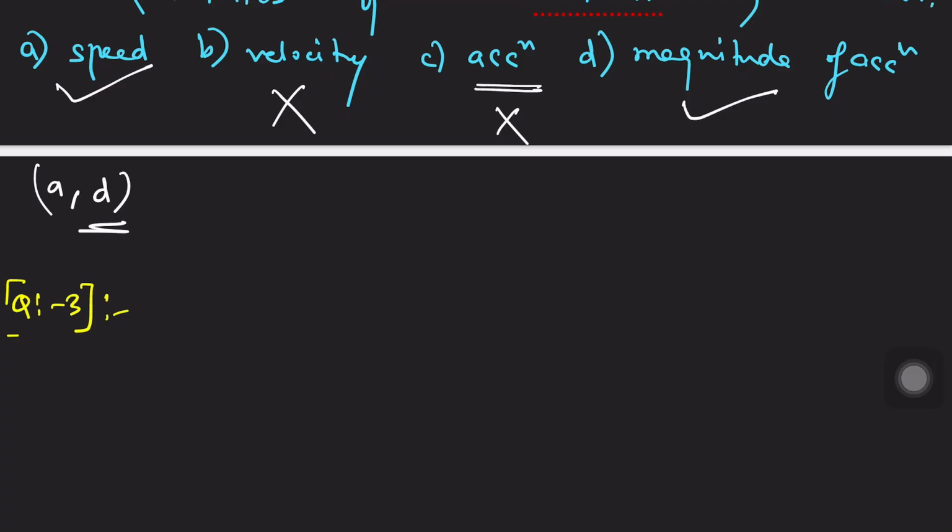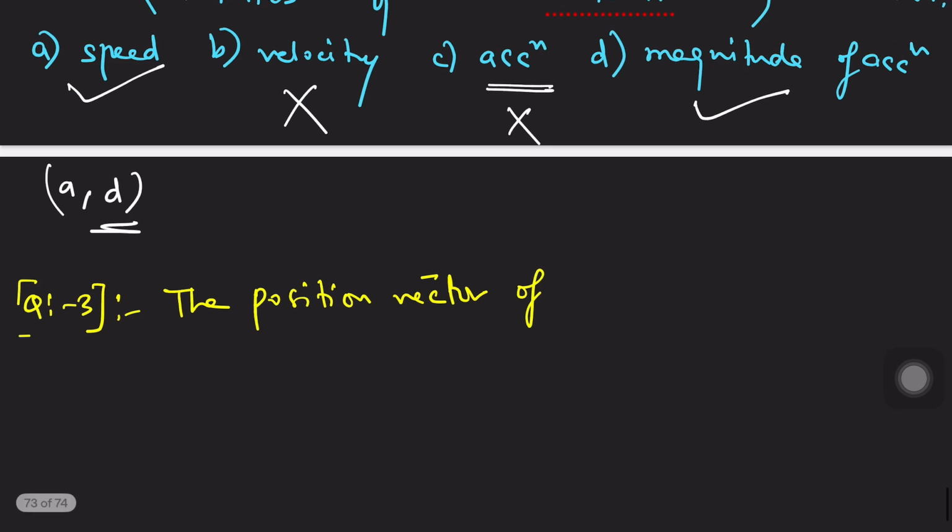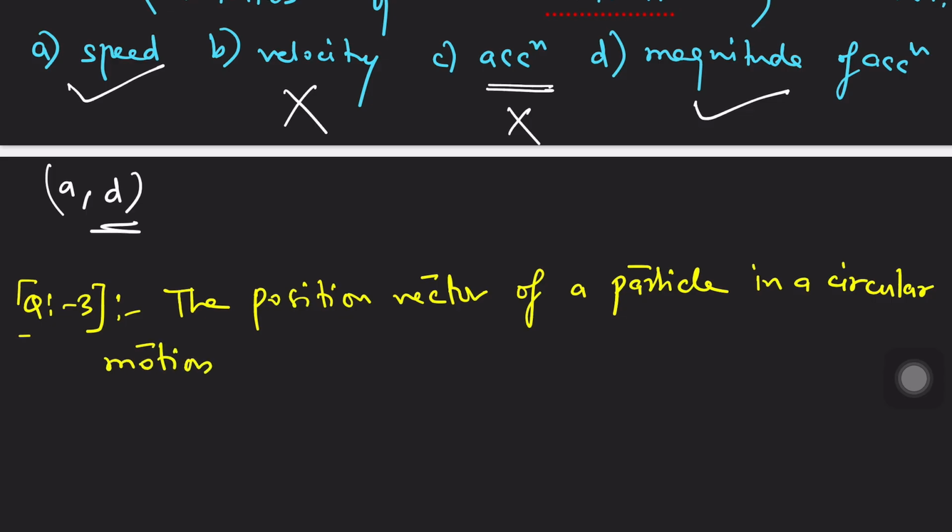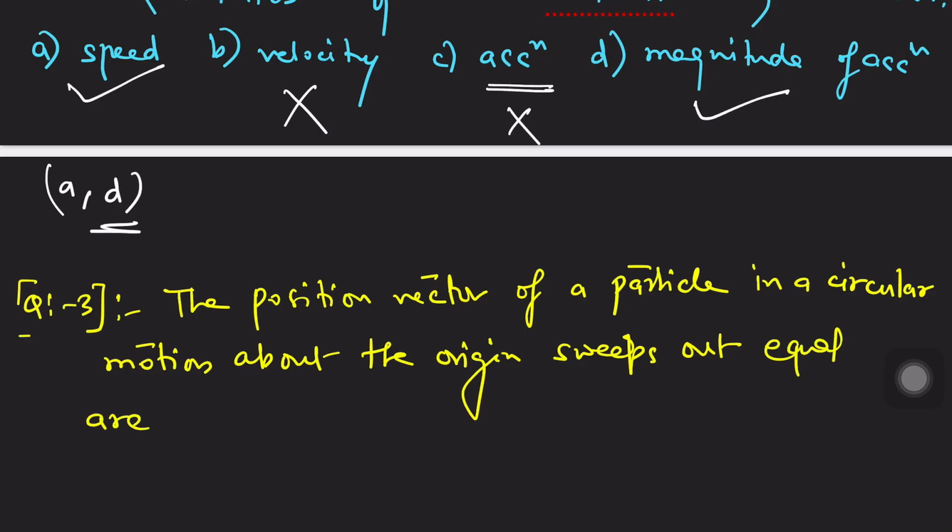Here it says that the position vector of a particle in circular motion about the origin sweeps out equal area in equal time.